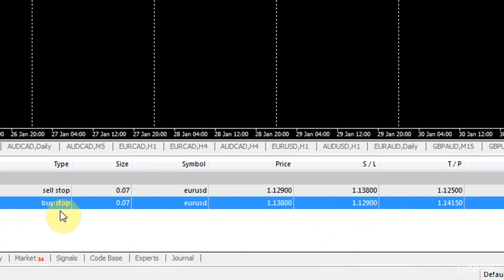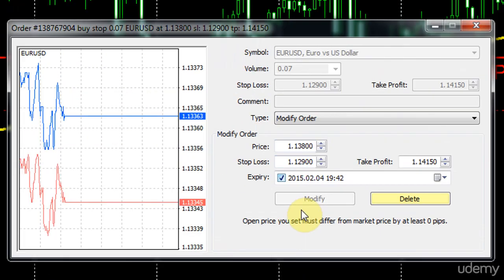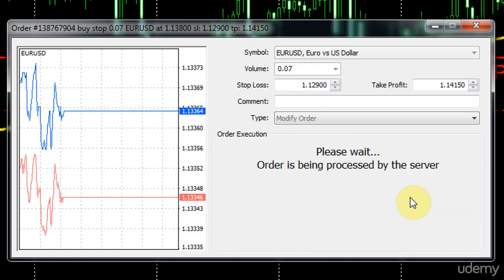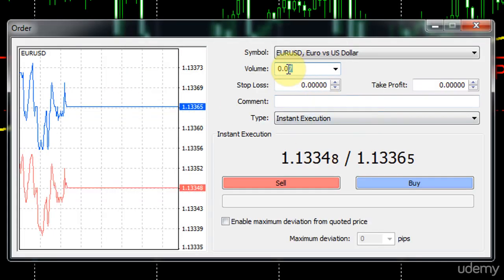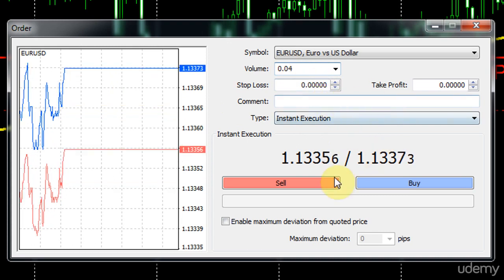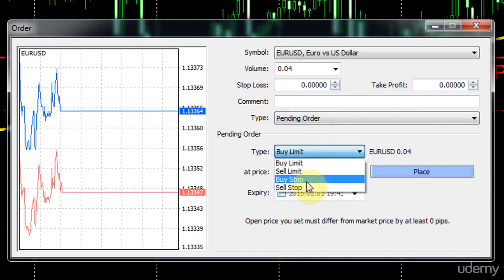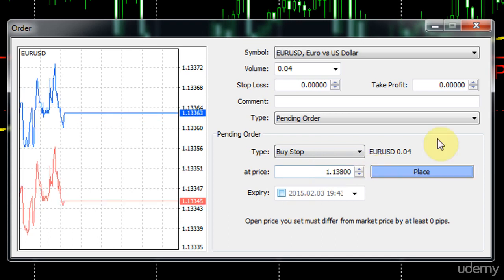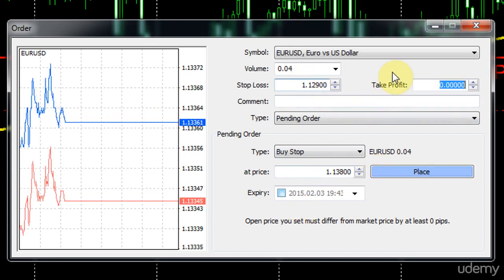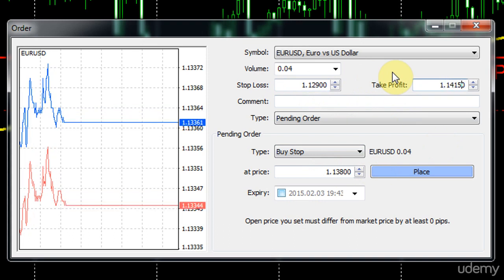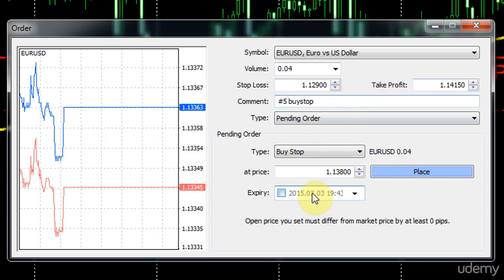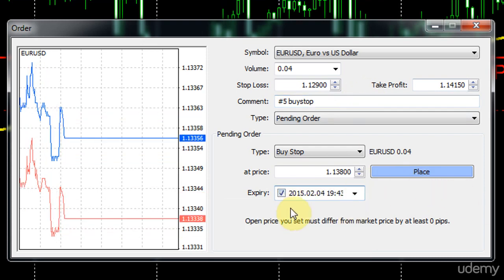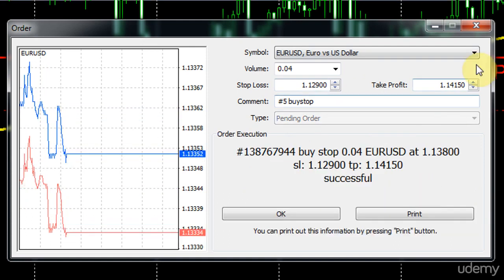So you just need to quickly double check everything here. For instance, I can see right away that I set the wrong volume for the buy stop order, and I'm just going to delete this buy stop order and reset it. So 0.04, pending order, buy stop, 1.1380, stop loss 1.1290, take profit 1.1415, number 5, buy stop, expiry date, check everything, place. Okay, that should be done.